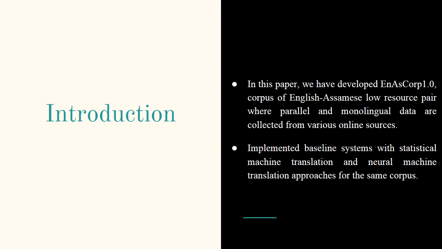In this paper, we have developed the EnAsCorp1.0 corpus of the English-Assamese low resource pair, where parallel and monolingual data are collected from various online sources. Also, we have implemented baseline systems using statistical machine translation and neural machine translation approaches using the same corpus.